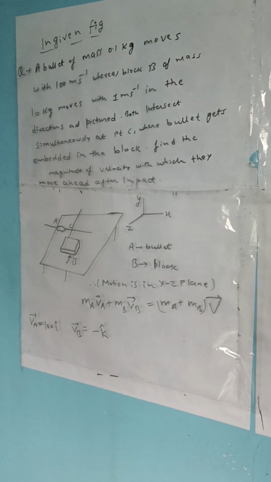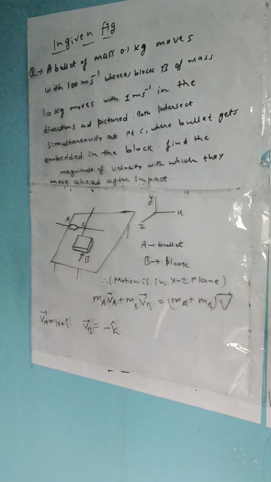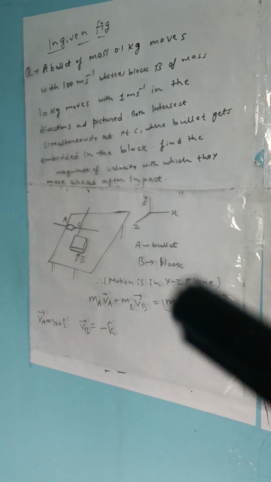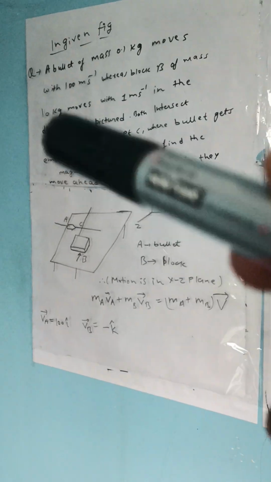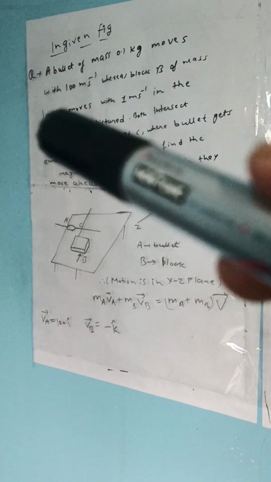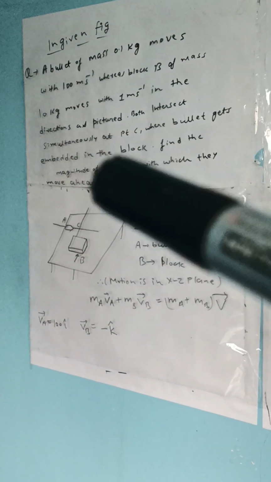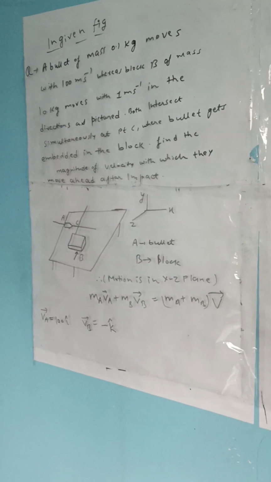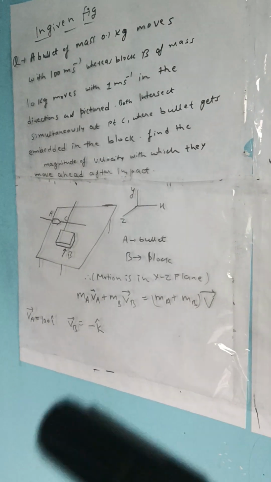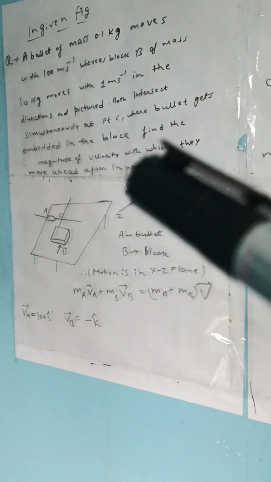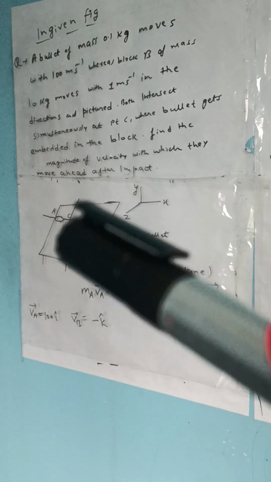So, good morning, friends. Today's question is about conservation of linear momentum. In the given figure below, a bullet of mass 0.1 kg moves with 100 meter per second, whereas block B of mass 10 kg moves with 1 meter per second in the directions as shown in the figure. Both intersect simultaneously at point C.